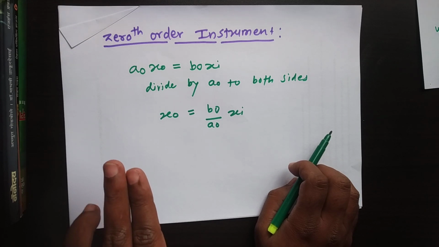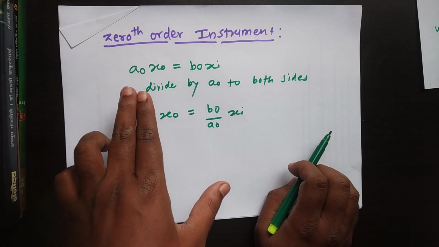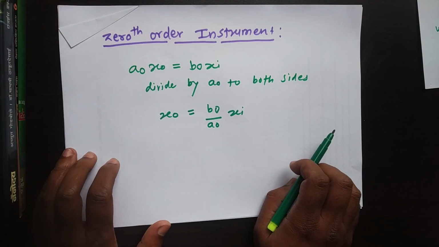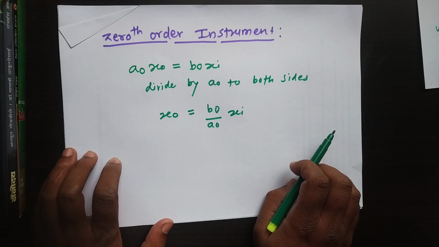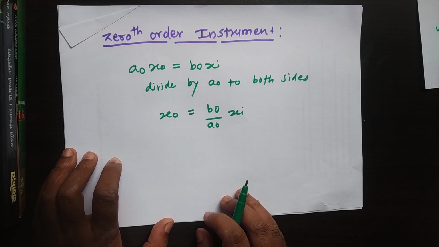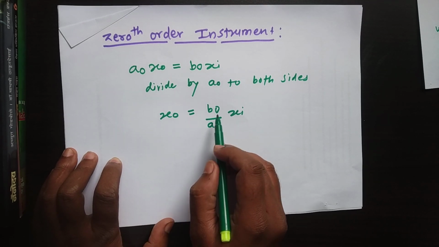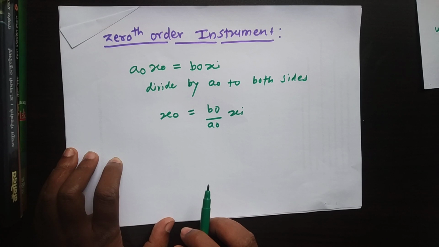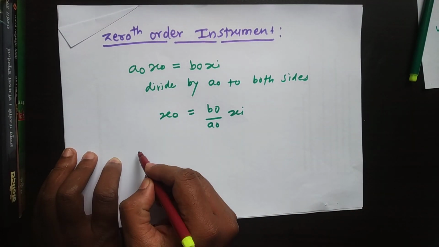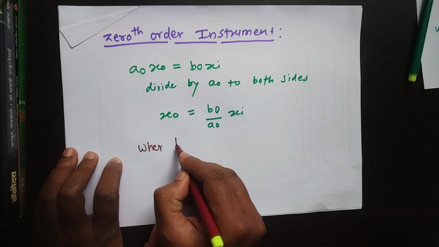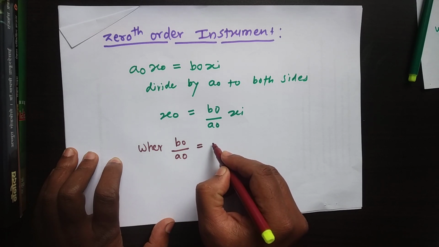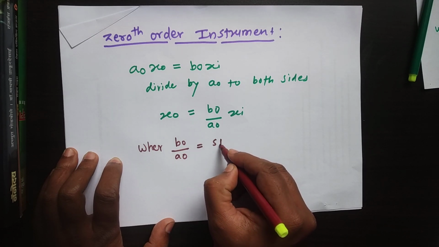So for the zeroth order instrument, we have considered A0 X0 is equal to B0 xi, because we have considered all A's and B's other than A0 and B0 are constant. So after doing some mathematics, we'll get this equation, that is X0 is equal to B0 upon A0 into xi. So we can write this B0 xi, where B0 upon A0 is nothing but the static sensitivity.